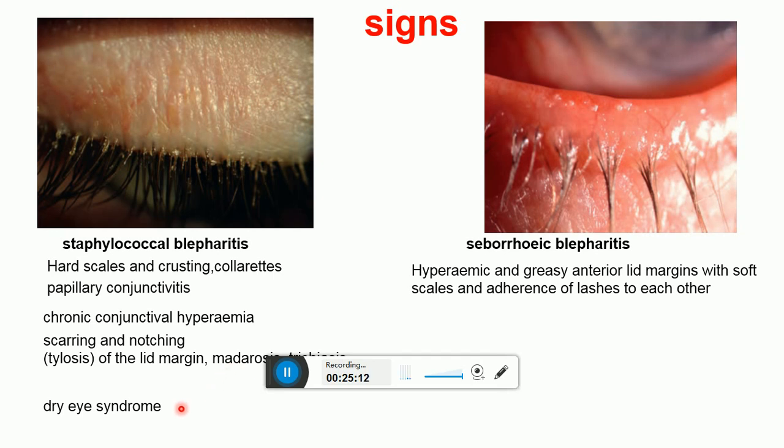Associated conditions include dry eye syndrome, tear film instability, atopic keratoconjunctivitis and atopic dermatitis. In seborrheic blepharitis, there is a hyperemic and greasy anterior lid margin, as you can see, with soft scales and adherence of lashes to each other.